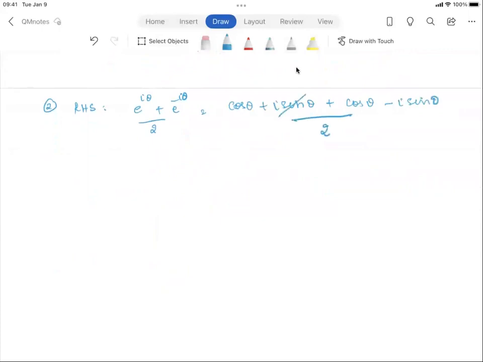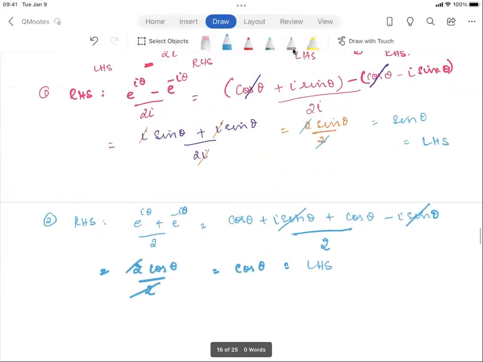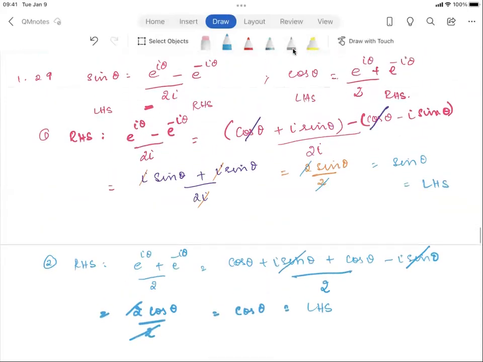Now I can cancel out i sine theta and negative i sine theta. So this gives me 2 cos theta over 2. I can cancel out the 2 to give me cos theta, which is equal to the left-hand side of the equation. Hence, we have verified that sine theta and cos theta are actually equal to a linear combination of e to the power i theta and e to the power negative i theta.